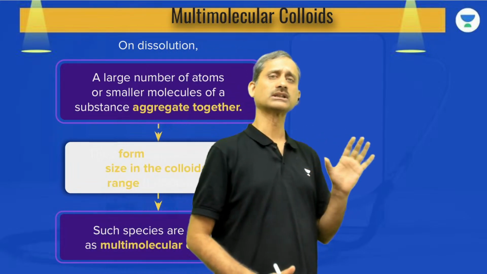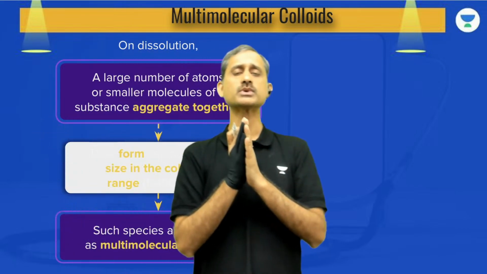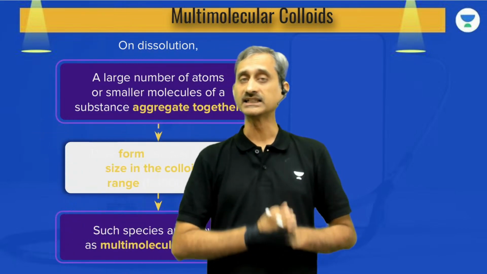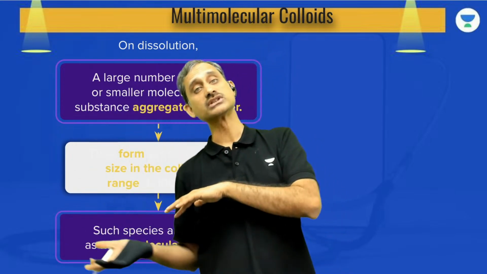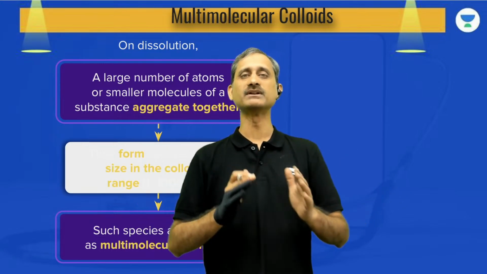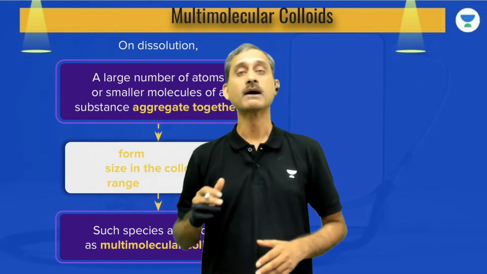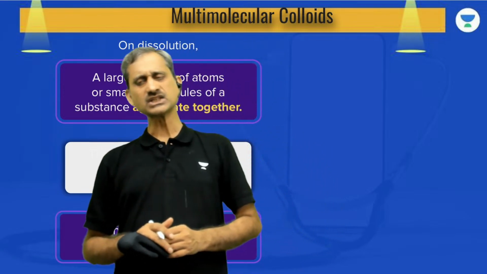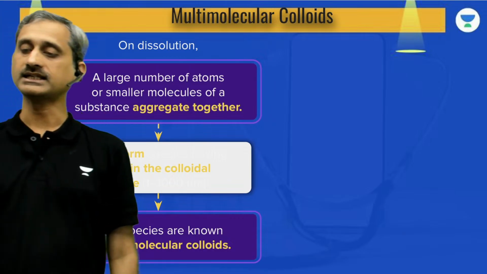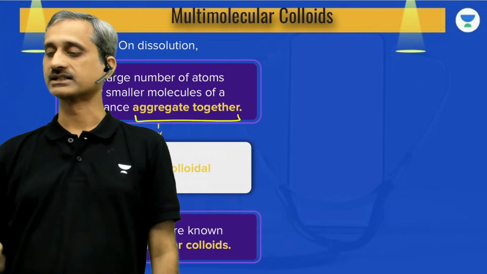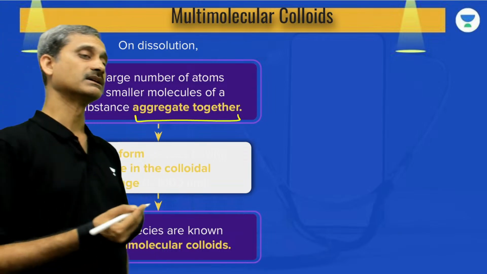They are not large enough to form a colloid. So many of the particles merge together, they join together to form a particle which is large enough to be in the colloidal range and not large enough to be in the suspension. So it is somewhere in between the solution and the colloid, and many particles merge together to form the colloidal particle. So that is what we have as the multimolecular colloid. These are forming the aggregates. Clear? So that's what we have as multimolecular colloid.